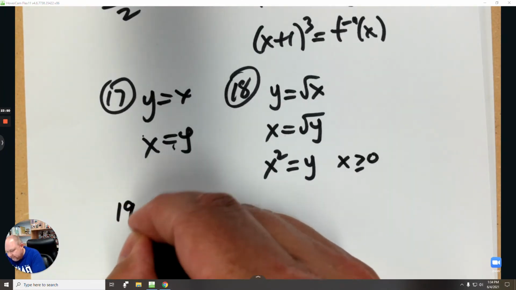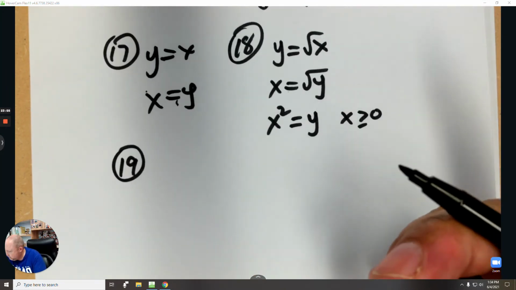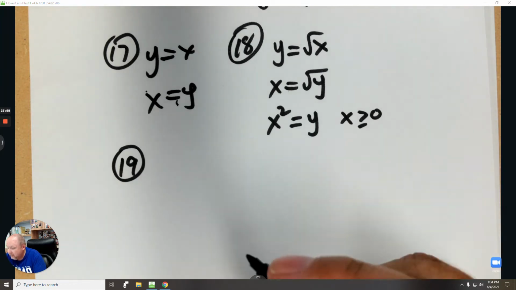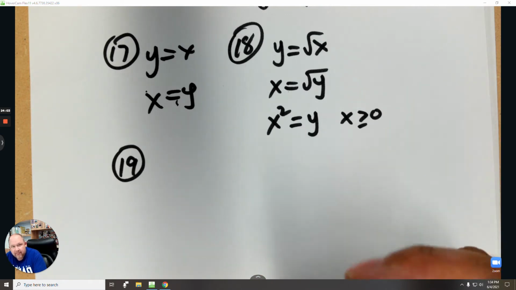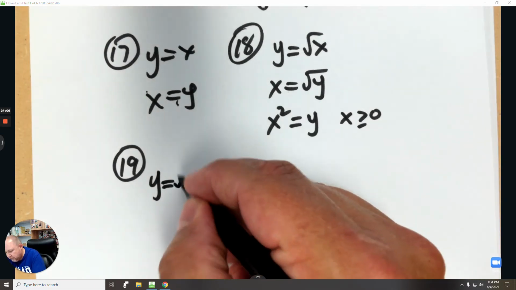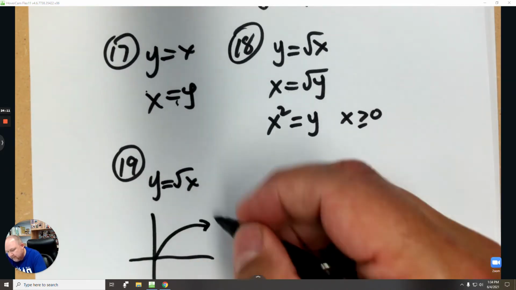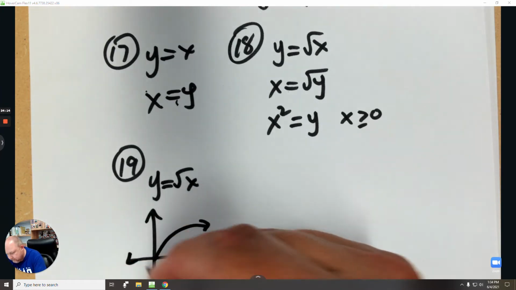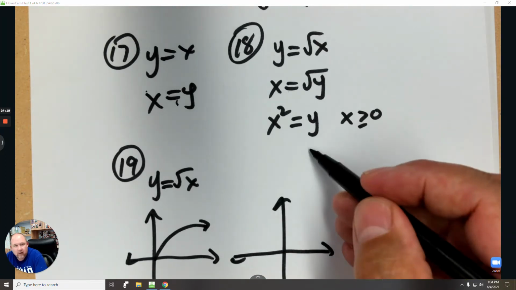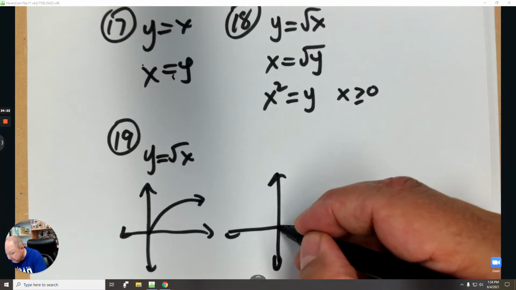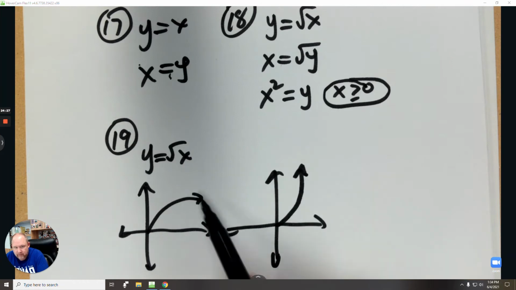Number 19. Number 19 says, draw a graph of h at x and the inverse of h at x from problem 18. So if I graph y equals the square root of x, I know what that graph looks like. That's that. If I do the inverse of that, then I'm graphing y equals x squared. Well, that's a parabola, so I know what that looks like. But I'm only going to draw it when x is greater than or equal to 1. So if I draw that.